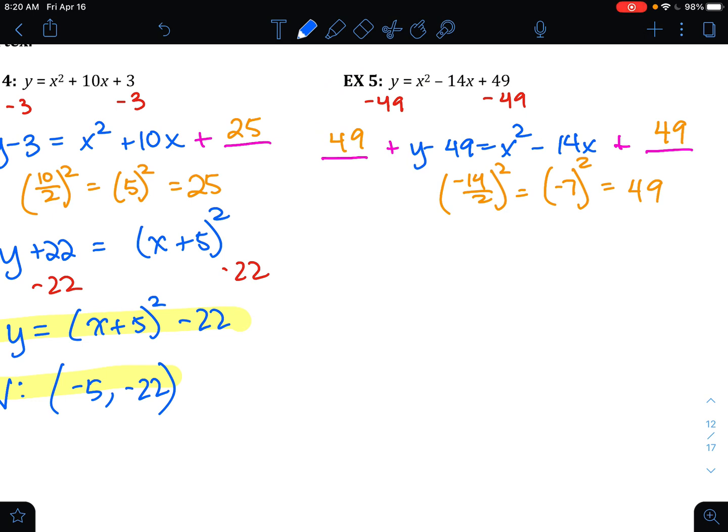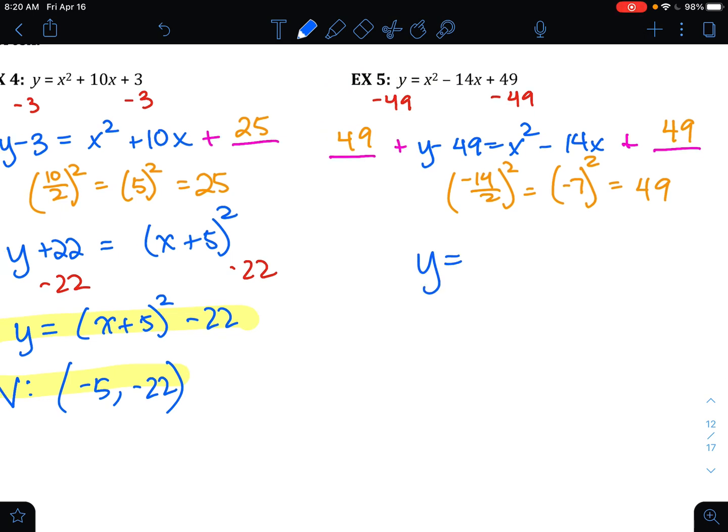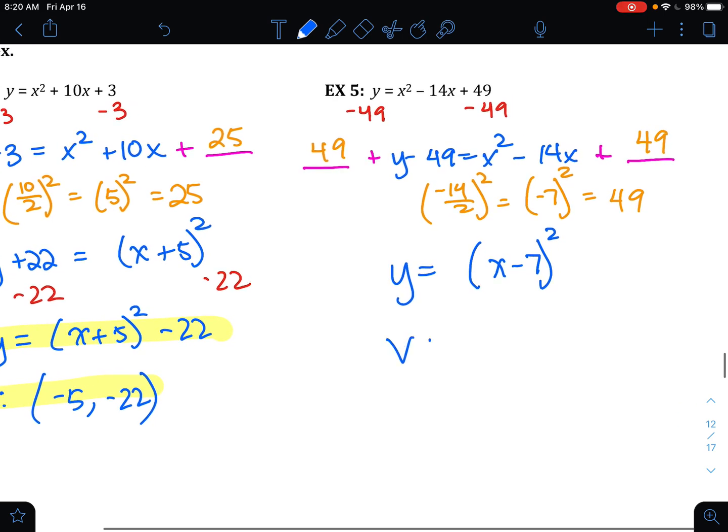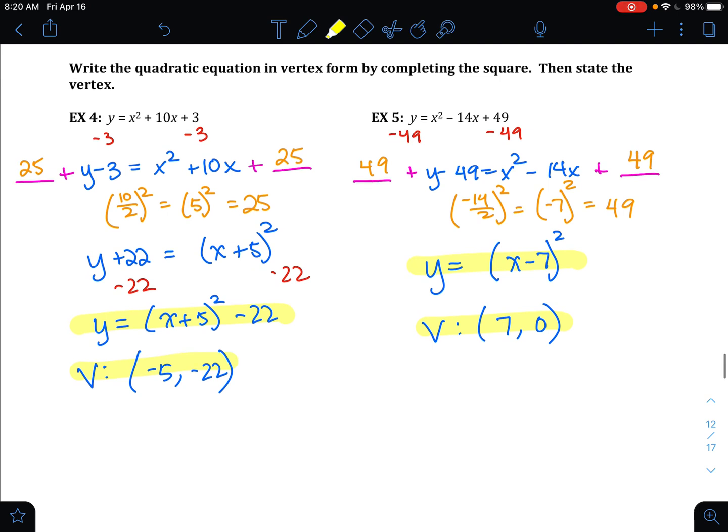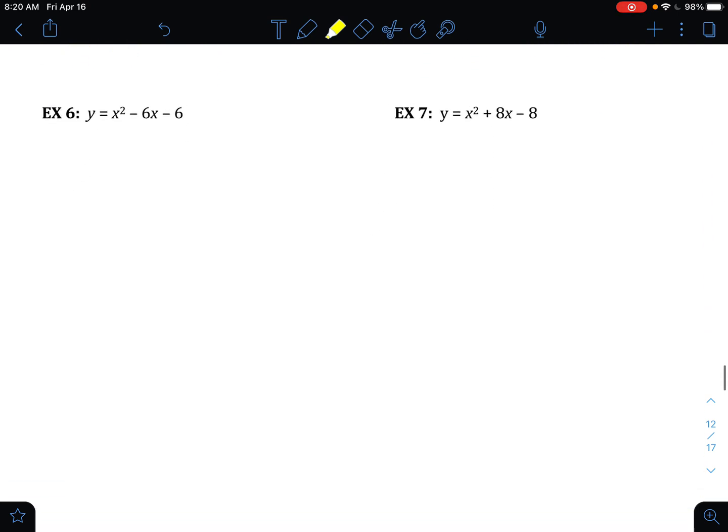Okay, 49 minus 49 is 0. So I am left with y on the left. When I factor over here, I get x minus 7 squared. And so that's vertex form. Your vertex is going to be 7, 0. There's no number over there, so that's just going to be a 0. All right, so if you get a 0, that's kind of how we handle it. Okay, I'm going to keep going with 6 and 7.